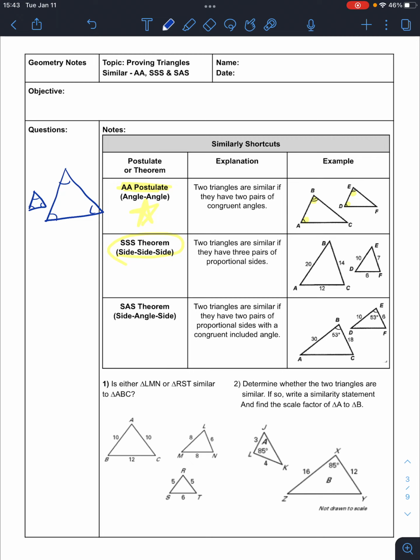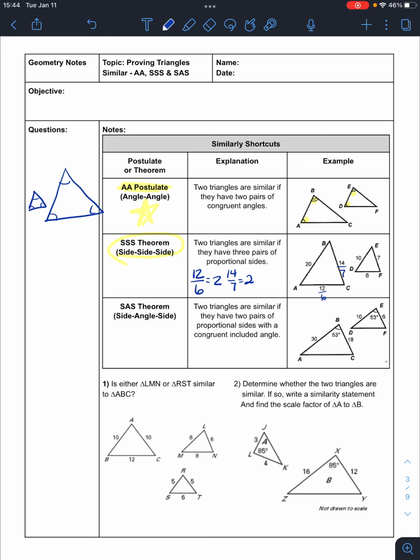Here's what this means. When you look at these two triangles, you notice that AC is the shortest side and DF is the shortest side of its triangle. So I'm going to compare AC to DF. Well, AC to DF would be 2. And so then I'm going to compare medium to medium. Well, medium is BC, which is 14, and EF, which is 7. So then I've got 14 over 7. That's also 2. So far, so good.